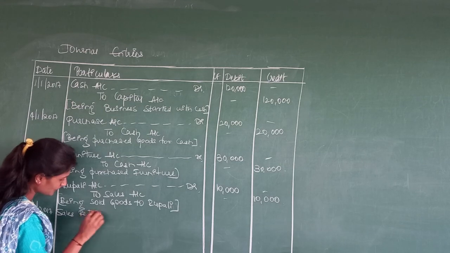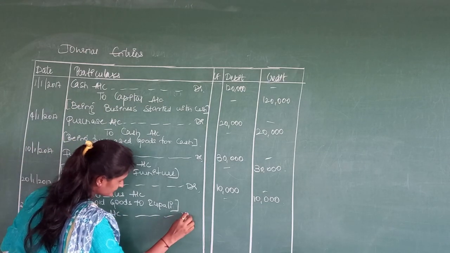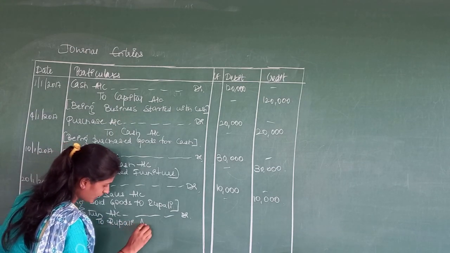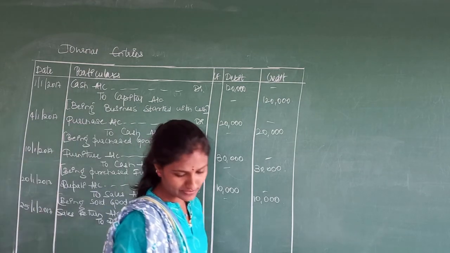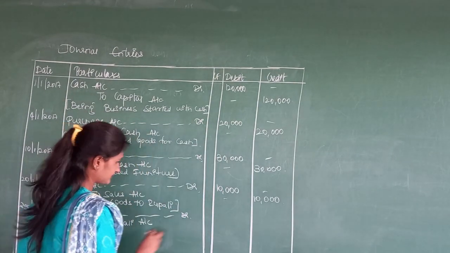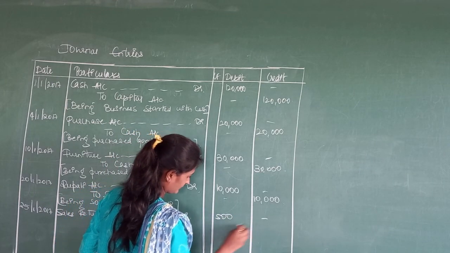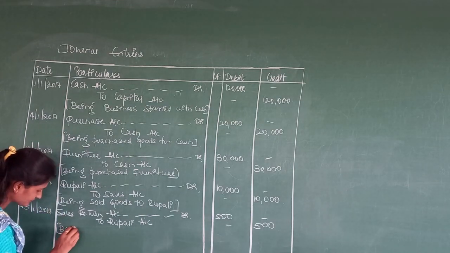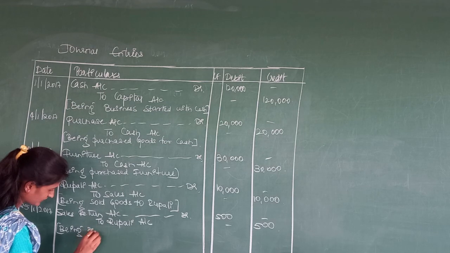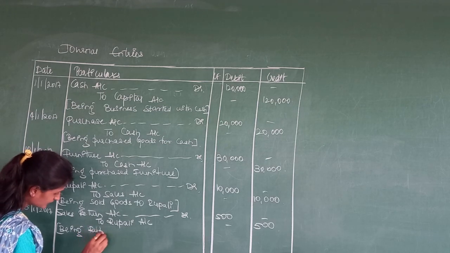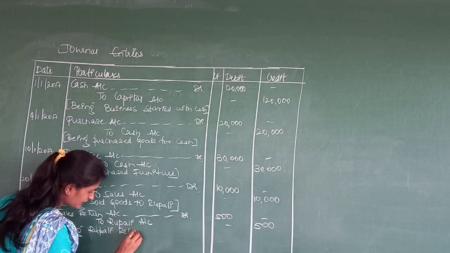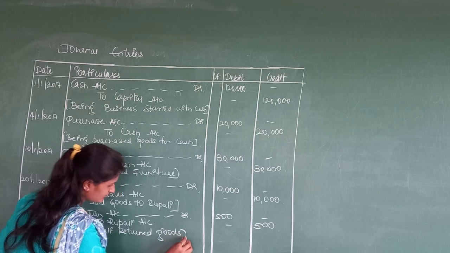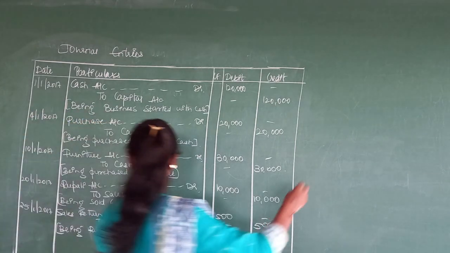Sales return account debtor to. Who is receiving here? Who is giving? To Rupali account. Rupali is giving to us. Yes. So that amount is of how much? 500 rupees. Yes. So narration here is being Rupali returned goods. Yes, another transaction is there. I will write it here.